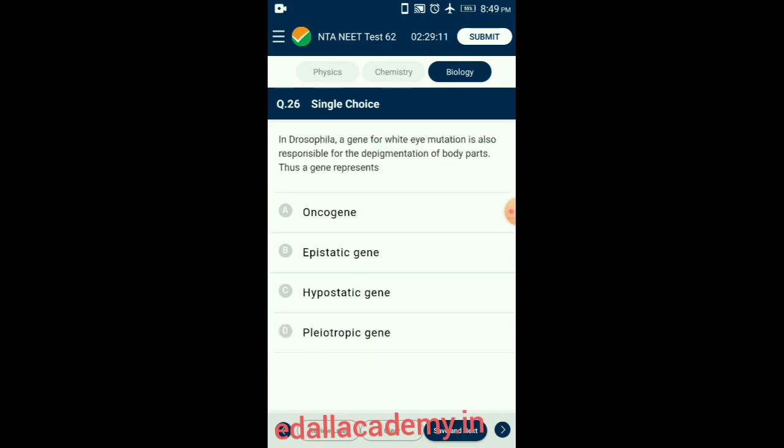Question number 26. In Drosophila, a gene for white eye mutation is also responsible for the depigmentation of body parts. Thus, a gene represents a single gene affecting different characters which may be physiologically unrelated. A pleiotropic gene has multiple phenotypic effects because it can control expression of a number of characters. White eye mutation in Drosophila results in depigmentation in many other parts of the body, giving a pleiotropic effect. So the answer is option D, pleiotropic gene.